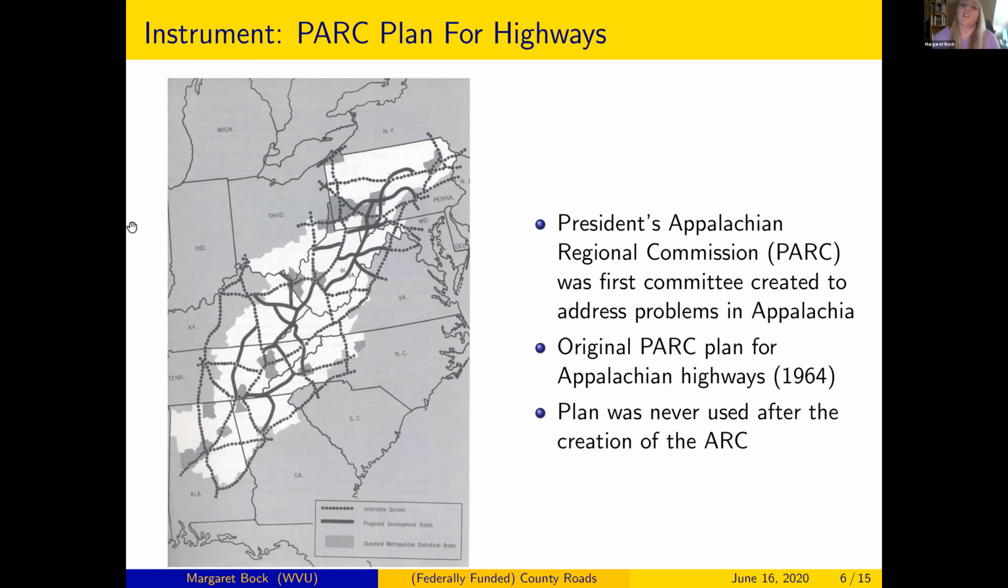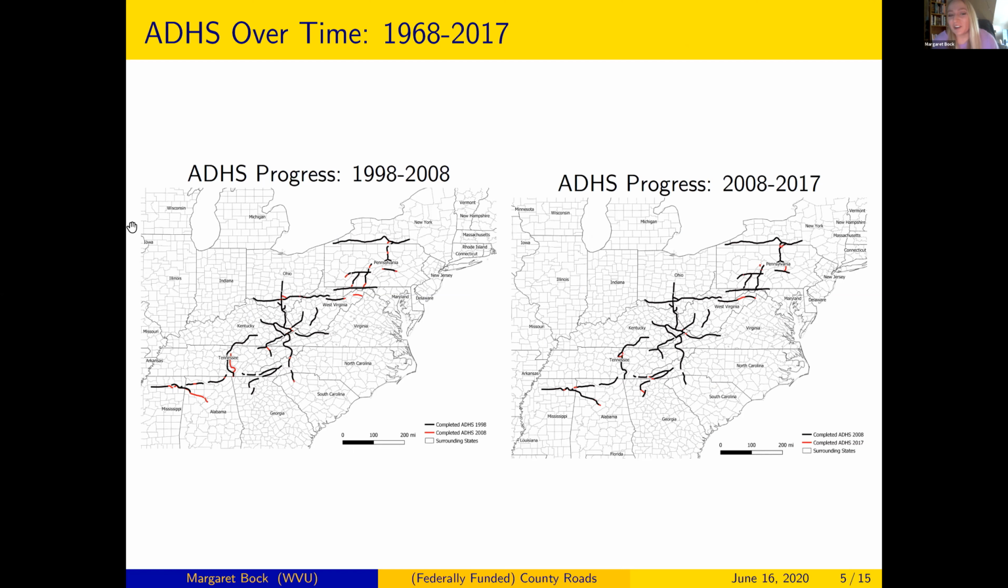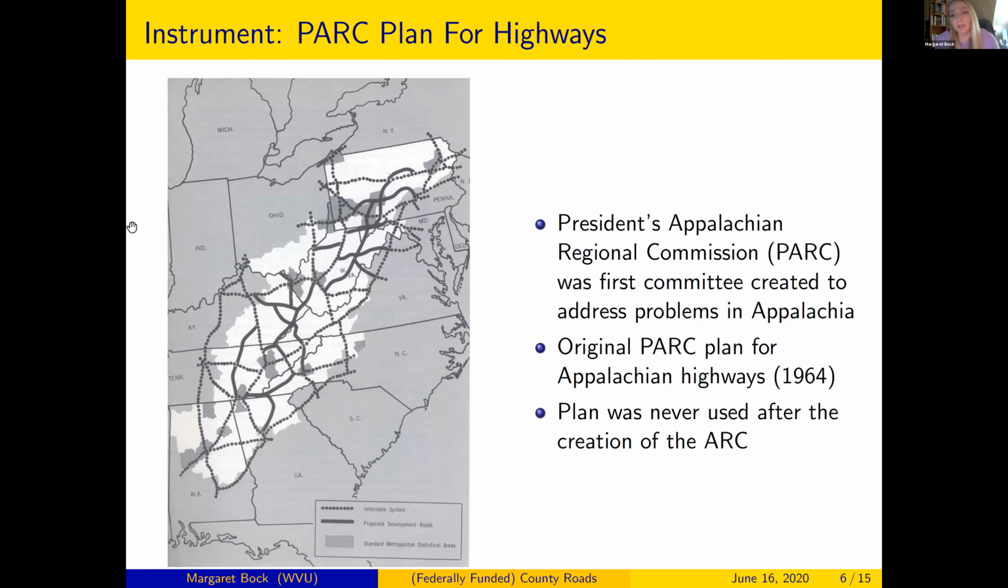So I mentioned that I'd be using an instrumental variable approach because arguably, if we look back here, these segments aren't randomly determined across space, and where they are allocated and when they are completed. To instrument for this construction, I'll be using the old President's Appalachian Regional Commission map that was created in 1964, before the formation of ARC. This was the original highway plan that they mentioned in that quote at the beginning that I shared, and this plan was never used after the creation of ARC. So in my opinion, I believe this is not only a relevant instrument, but it's also an excludable instrument in terms of more formal model specification.